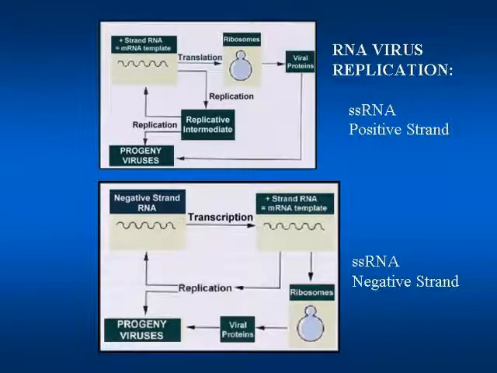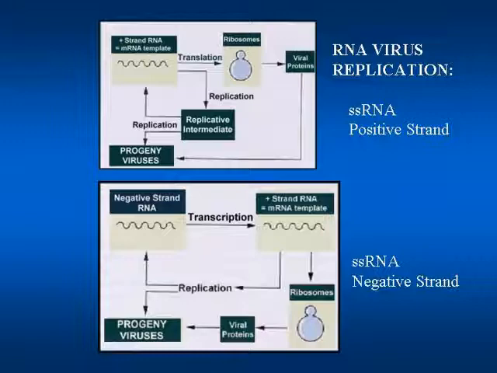In case of RNA virus replication, first we have the positive sense single-strand RNA virus. Here the genome of the virus is translated in the ribosome to synthesize viral proteins, and at the same time there will be duplication of the genome of the virus to synthesize new copies of the viral nucleic acid.